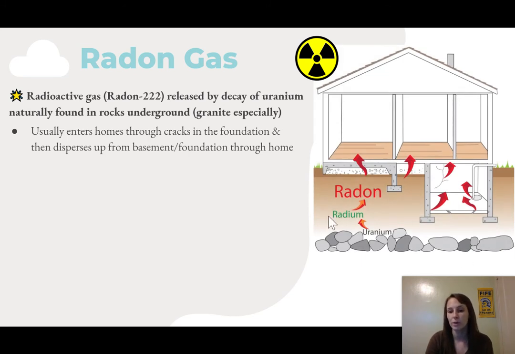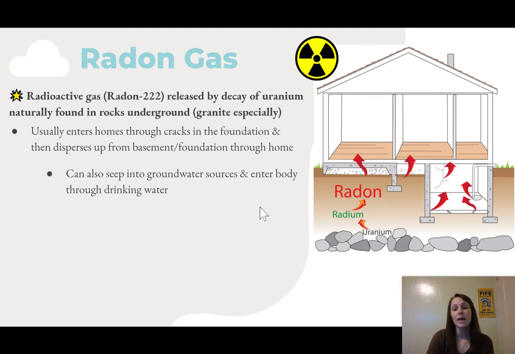So let's say this is some granite rock. It's got uranium. It's going to decay into radium, which is then going to decay into radon, and radon's what's potentially going to be able to get up into the house through the cracks in the foundation. It can also seep into groundwater sources and enter the body through drinking water.